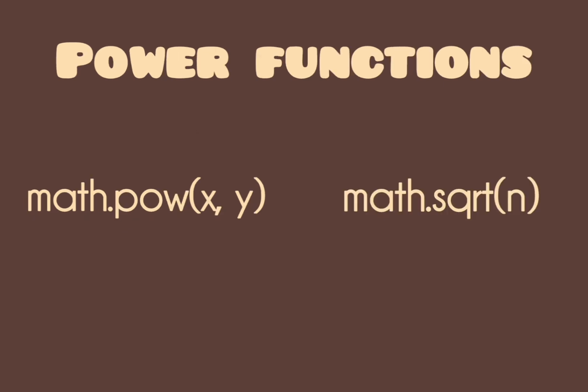Now these are power functions, which means these functions help us do operations on power. Like this is pow, POW. We will write math.pow and in brackets x comma y. This will work as x to the power y. Like if we want the square of 5, then we write 5 comma 2 in the parenthesis, then it will take it as 5 raised to the power 2, and it will return 25 as the output.